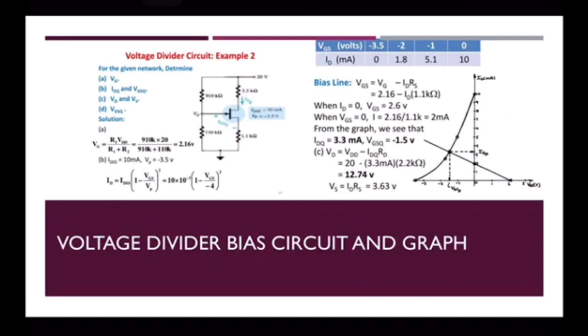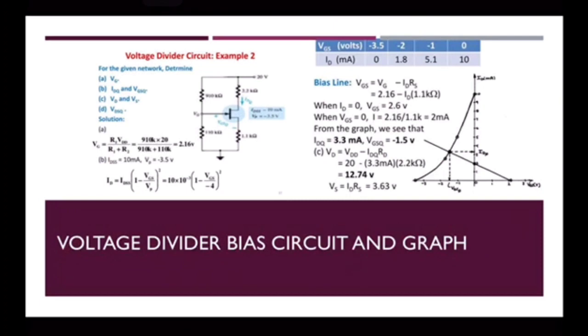For IDSS, 10 milliampere and VP negative 3.5 volt, with the formula ID equal to IDSS bracket 1 minus VGS over VP bracket power of 2. For ID, we have 10 times 10 power of negative 3, bracket 1 minus VGS over negative 4, power of 2.